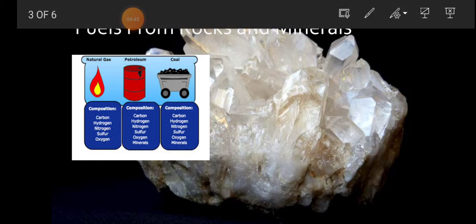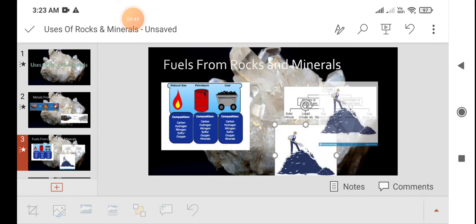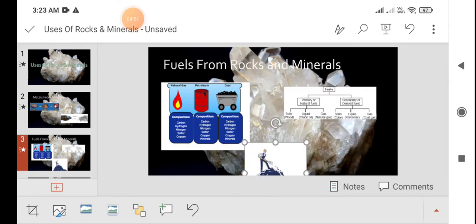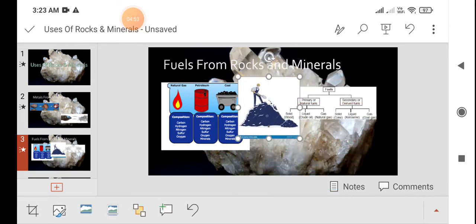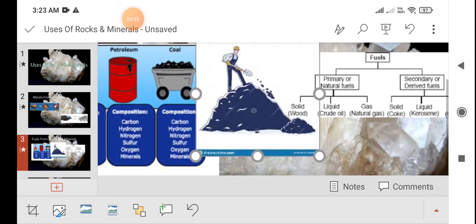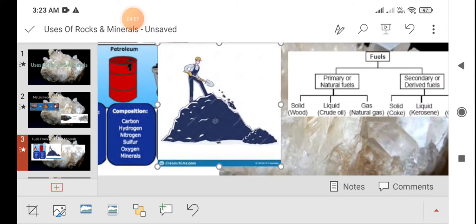So you know the use of fuel. And the extraction of coal, how it takes place, you can see in this picture.